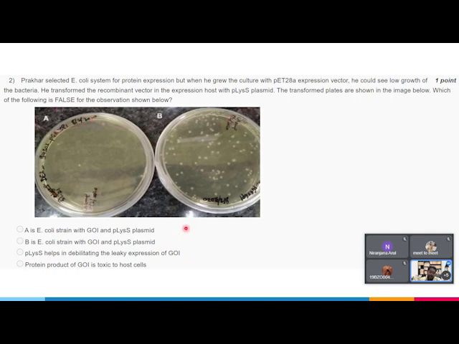The options are: A is the transformed strain with gene of interest and pLysS plasmid. B is the transformed strain with gene of interest and pLysS plasmid. pLysS helps in reducing the leaky expression of the gene of interest, and the protein product of the gene of interest is toxic to the host cell. Only one option is the correct answer. If anyone has a guess as to which one is correct, you can go ahead and answer in the chat box.